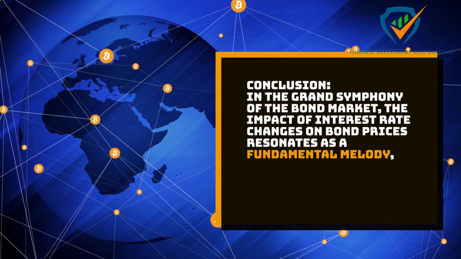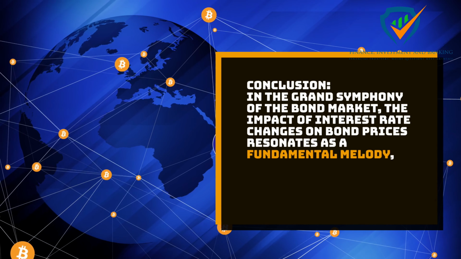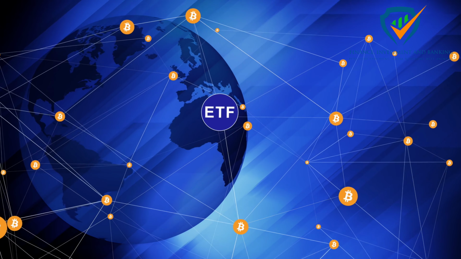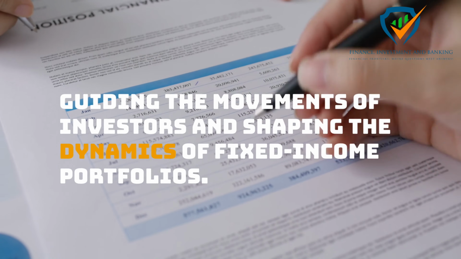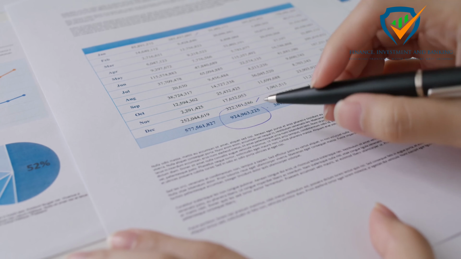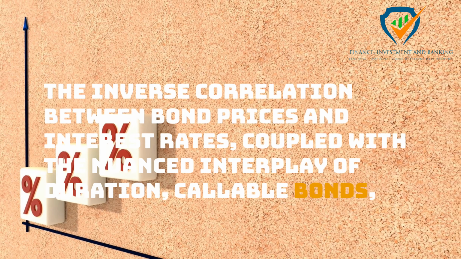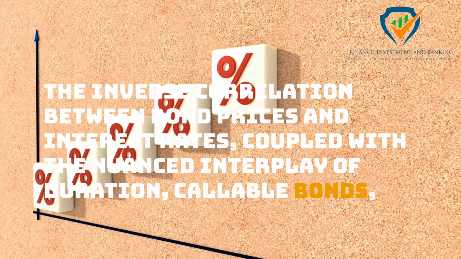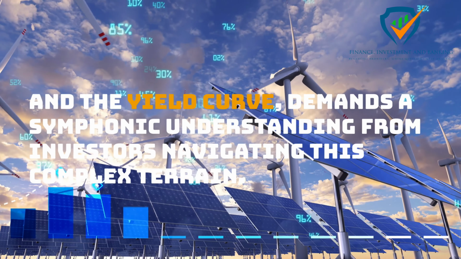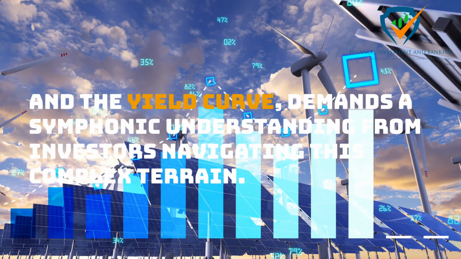Conclusion: in the grand symphony of the bond market, the impact of interest rate changes on bond prices resonates as a fundamental melody, guiding the movements of investors and shaping the dynamics of fixed-income portfolios. The inverse correlation between bond prices and interest rates, coupled with the nuanced interplay of duration, callable bonds, and the yield curve, demands a symphonic understanding from investors navigating this complex terrain.